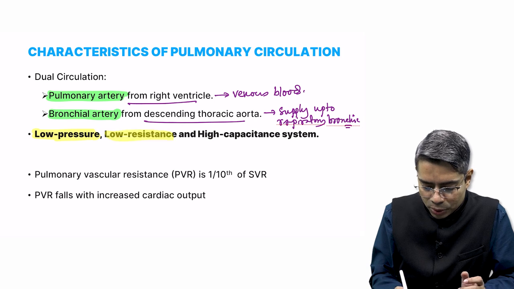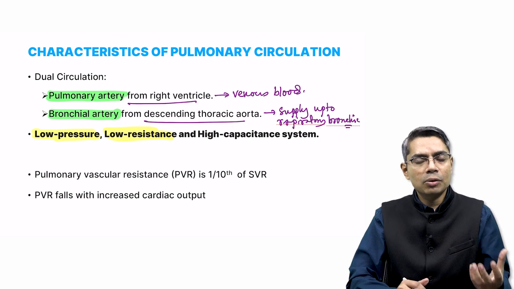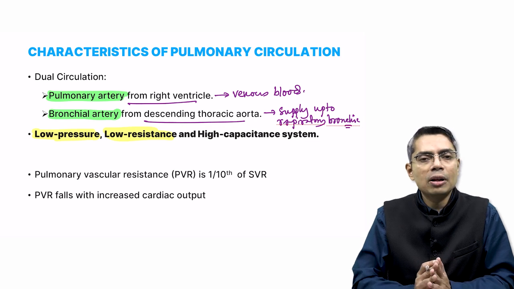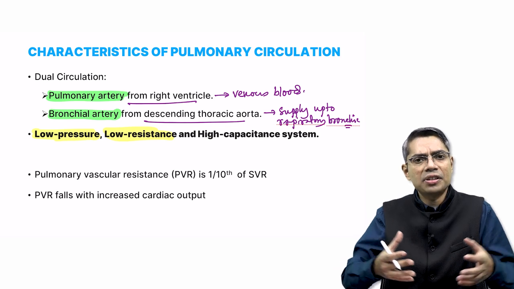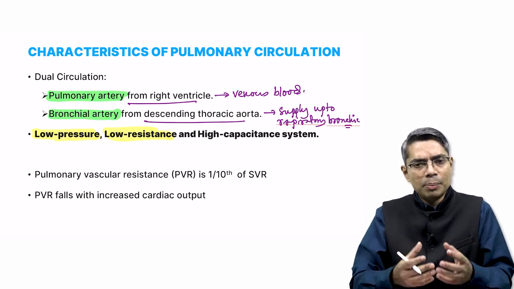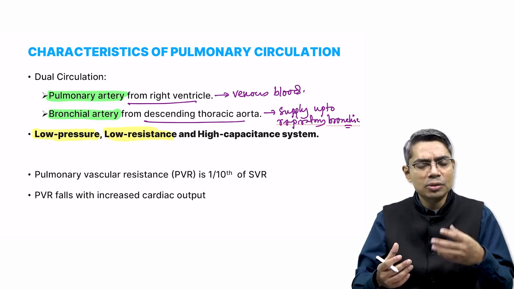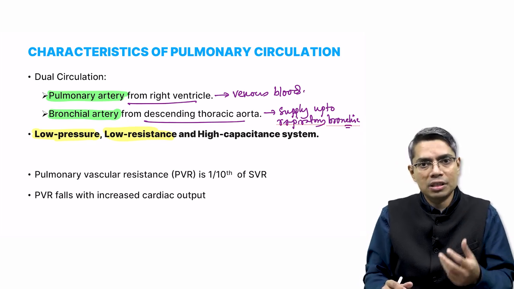Low resistance. In systemic circulation, the resistance to blood flow is very, very high, but at the level of the lung, the resistance to blood flow is very, very less, because the vessels are very easily stretchable. The pulmonary artery, its branches, and the pulmonary capillaries are all easily stretchable. So the resistance to blood flow in the lung is lesser in comparison to systemic circulation.